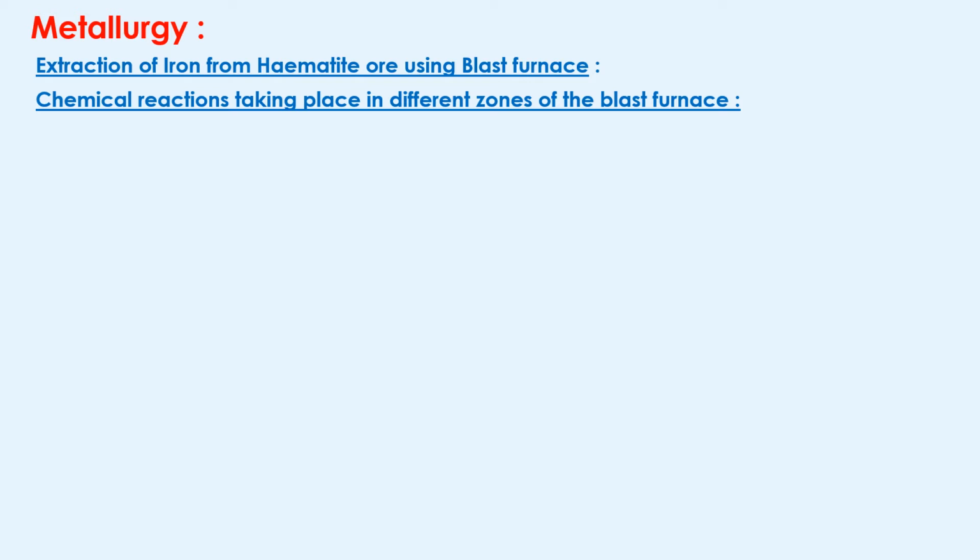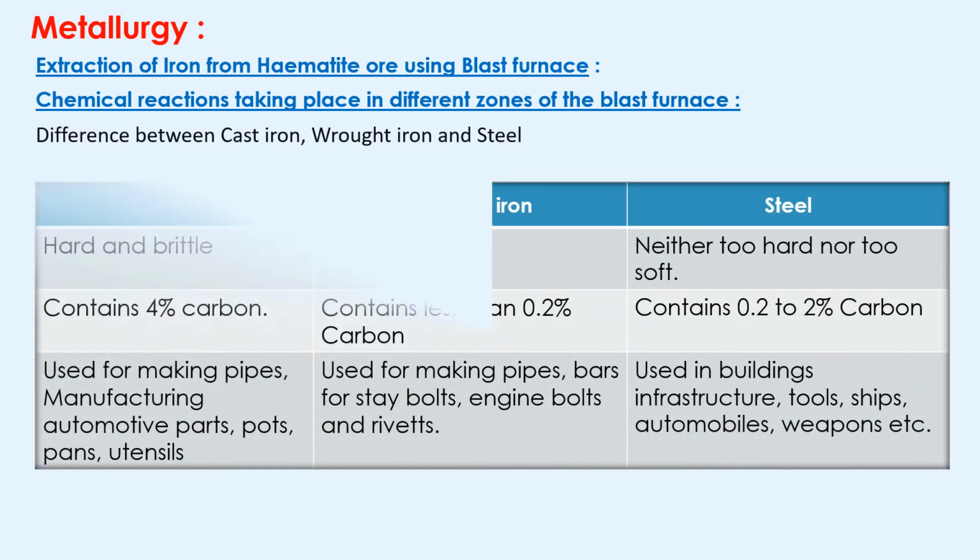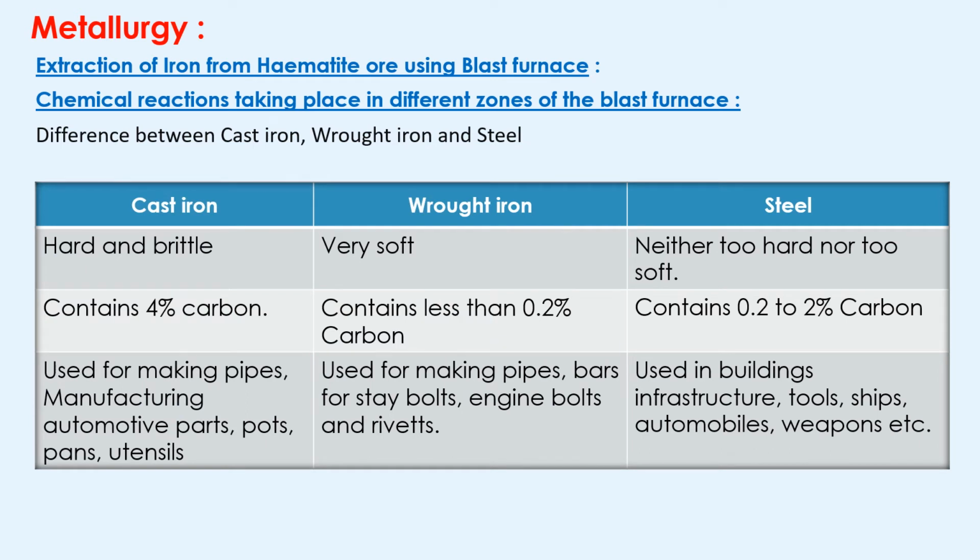Now we next start with the difference between cast iron, rough iron and steel. Now see this table. So cast iron is hard and brittle, contains 4% carbon. Then it is used for making pipes, manufacturing of automotive parts, pots, pans, utensils. Okay, these are the uses of your cast iron.